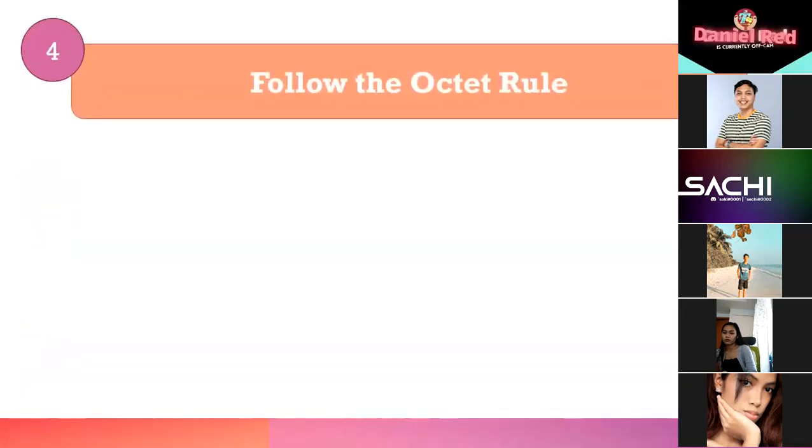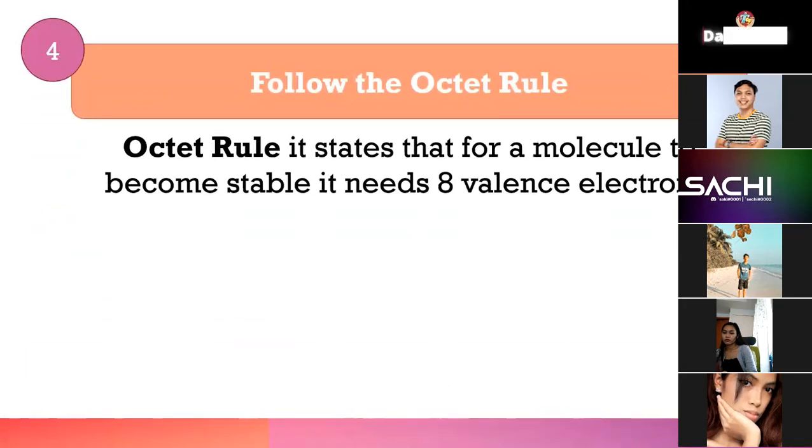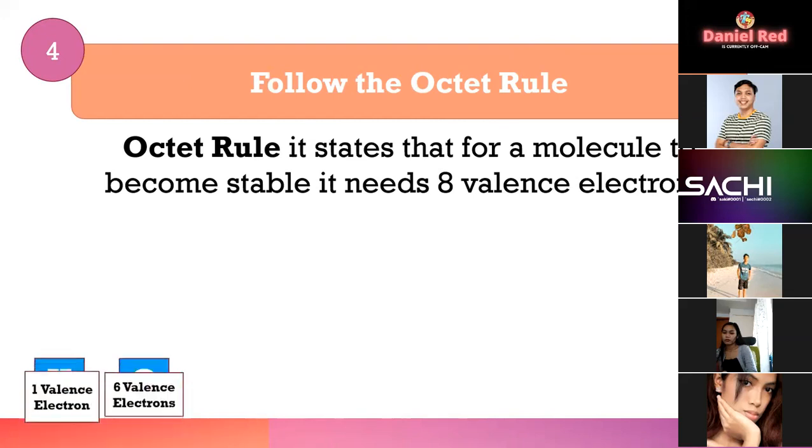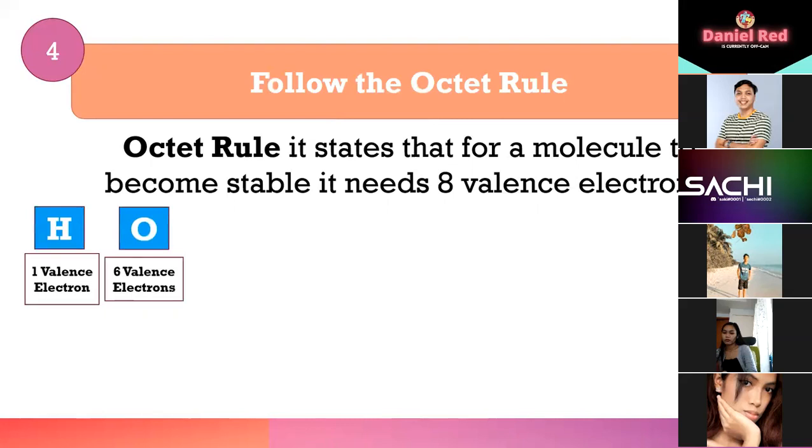Step number 4 is to follow the octet rule. The octet rule states that for a molecule to become stable, it needs 8 valence electrons. So once again, for an element to become stable, it should possess 8 electrons. That's why there is a sharing of electrons, para magkaroon ng stable na elements. So once again, we have the example of hydrogen and oxygen.